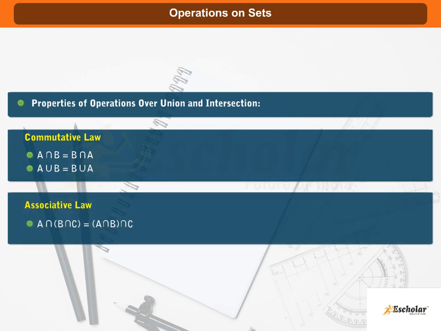The second is the associative law. A intersection, in parenthesis, B intersection C is equal to, in parenthesis, A intersection B, intersection C. A union, in parenthesis, B union C is equal to, in parenthesis, A union B, union C.